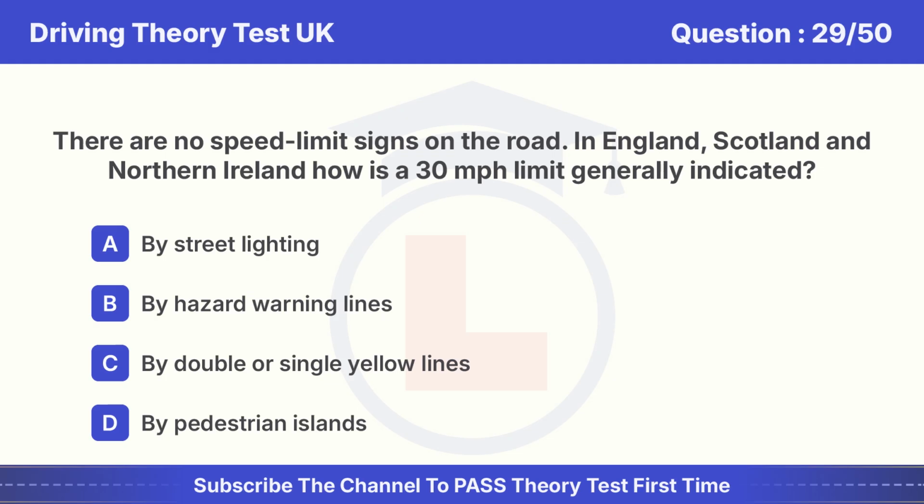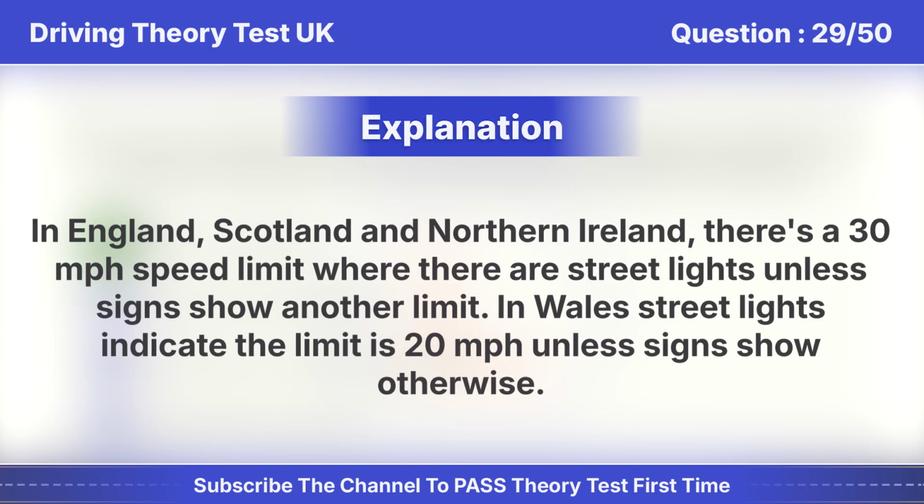Question 29. There are no speed limit signs on the road. In England, Scotland, and Northern Ireland, how is a 30 miles per hour limit generally indicated? Answer is A. By street lighting. In England, Scotland, and Northern Ireland, there's a 30 miles per hour speed limit where there are streetlights unless signs show another limit. In Wales, streetlights indicate the limit is 20 miles per hour unless signs show otherwise.